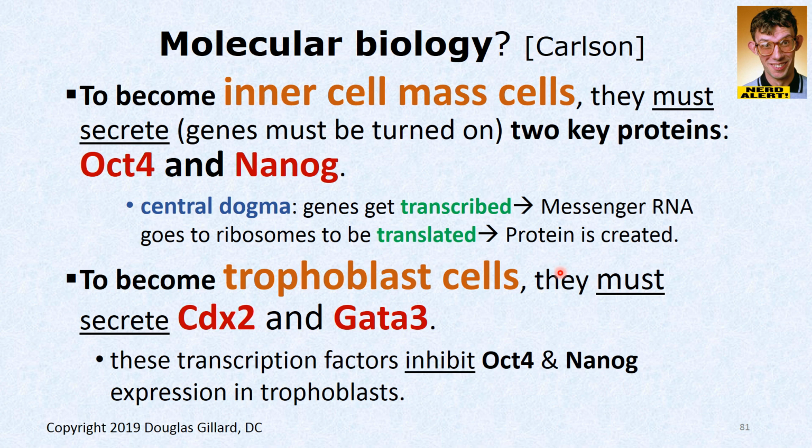Trophoblast cells, on the other hand, have two different gene products. They have CDX2 and GATA3 as their products. These in fact stop the secretion of OCT4 and NANOG. So these block NANOG and OCT4 and don't let them be transcribed, and therefore these cells kind of float to the outside and become trophoblast cells. Okay, simple as that.